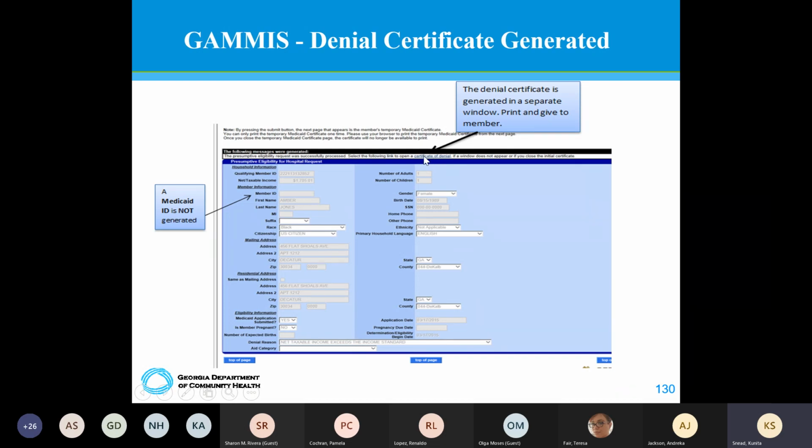So if you click on this hyperlink right here where it says certificate of denial, you will be able to print them out a denial certificate, and you will be able to provide that to them along with the 634H denial notice.